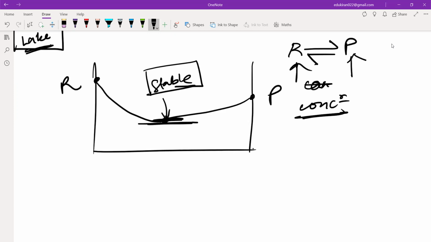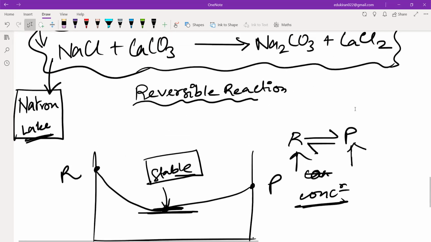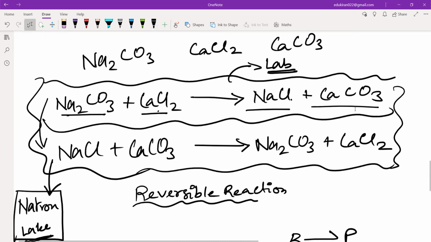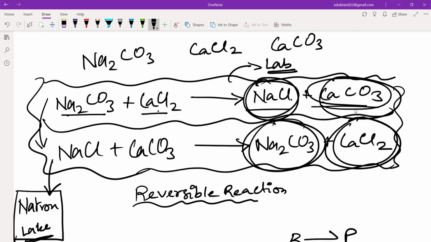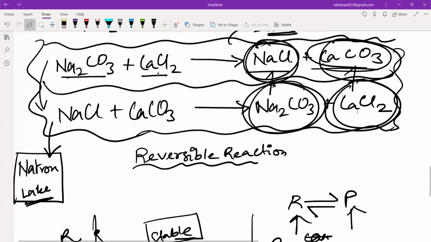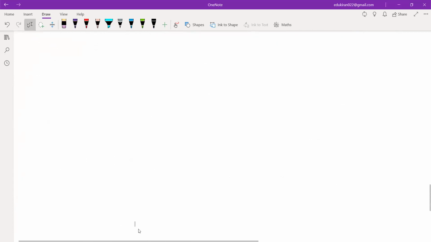It does not mean that the reaction is not happening. The reaction is happening, okay? But simultaneously, what is happening? You are forming NaCl by reacting with CaCO3, and you are forming Na2CO3 and CaCl2. But again, Na2CO3 and CaCl2 are also reacting and forming NaCl and CaCO3. Both these reactions are happening at the same time, and the rate at which they are happening is the same. Now, let me give you an analogy.